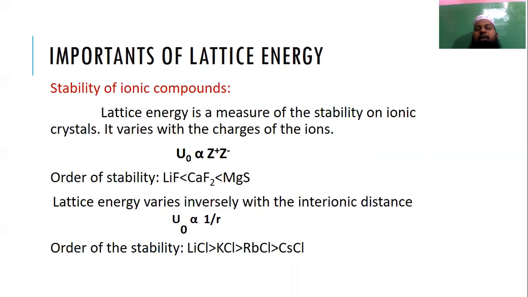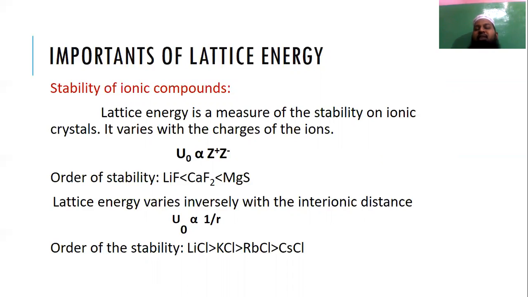The order of stability: lithium fluoride, calcium fluoride, magnesium sulfide. Magnesium sulfide has the highest lattice energy because the charges are high: Mg2+ and S2-. Lithium fluoride is Li+ and F-. Calcium fluoride is Ca2+ and F-. So magnesium sulfide has the higher lattice energy because the charge is high.